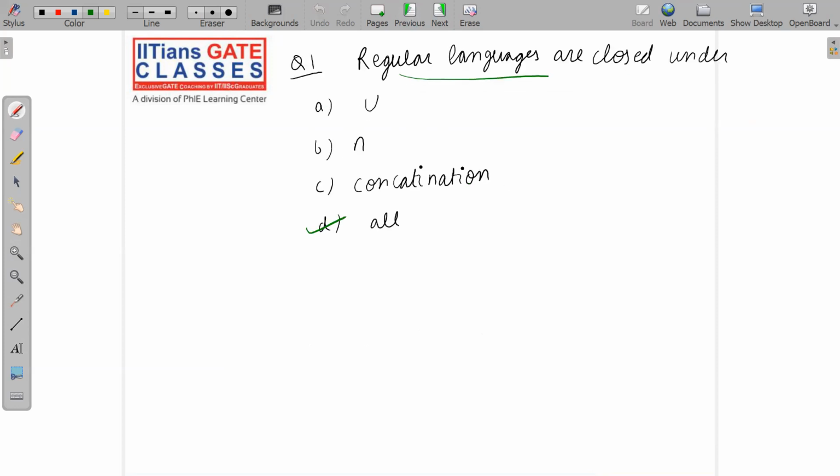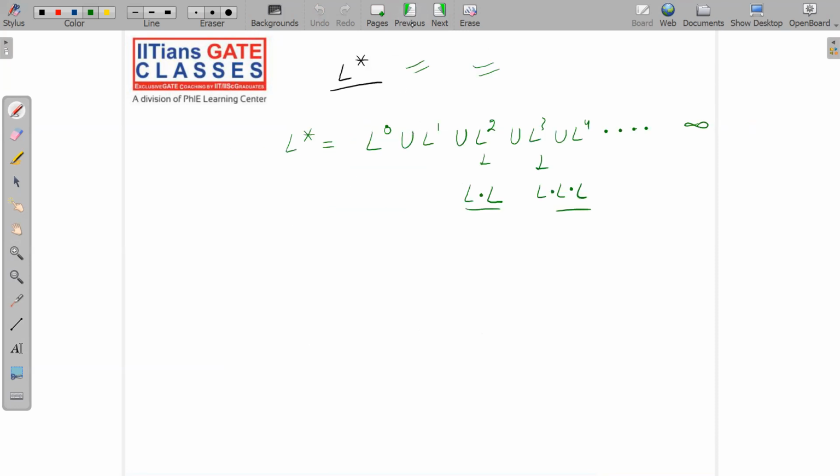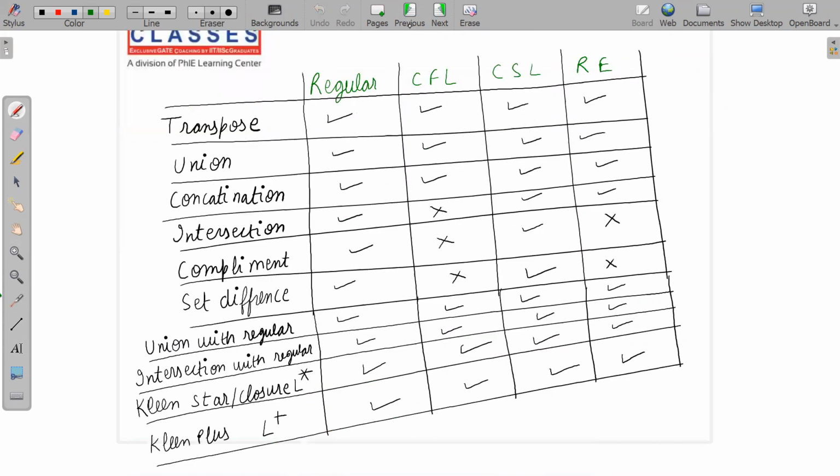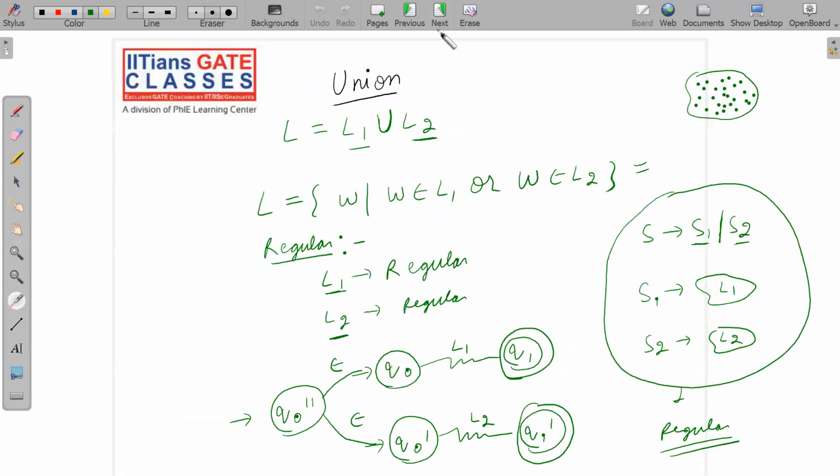See, the first two questions were on the language basis: regular languages are closed under which operation, and so on. So let me show you the table one more time so that I can give you some idea. So in the table, the first two questions are column based. I am showing you regular are closed under which operation, CFL are closed under which operation, and so on. Now a question can come row wise also, like in transpose operation, which languages are closed, in union operation, which languages are closed, and so on.